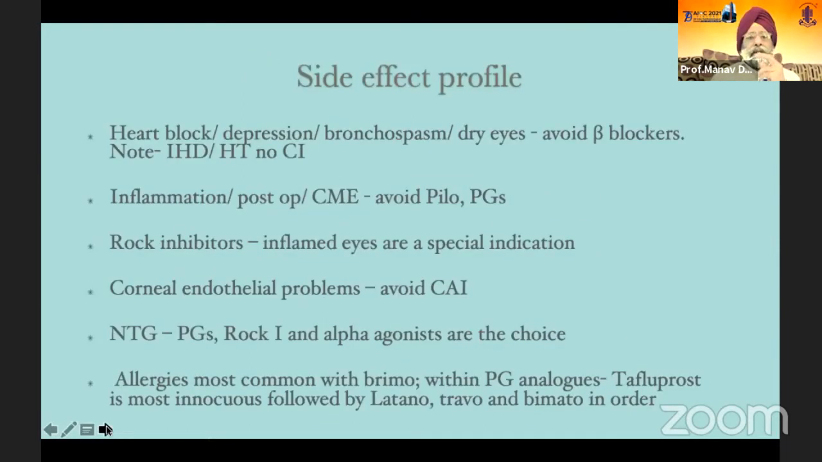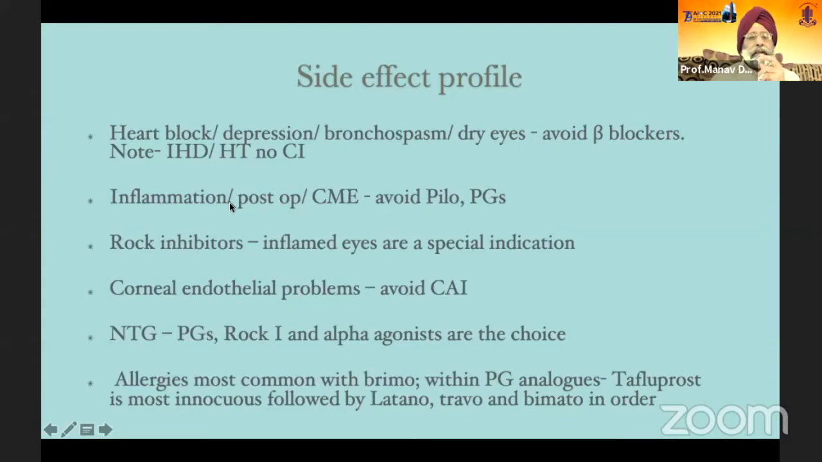The side effect profile, the side effects can be reduced by choosing carefully. In cases of heart block, depression, bronchospasm, or dry eyes, avoid beta blockers. Note that beta blockers are not contraindicated in ischemic heart disease and hypertension. Rather, they are the drug of choice. This is a very big misimpression among our residents. They say the patient is hypertensive, don't give beta blockers.